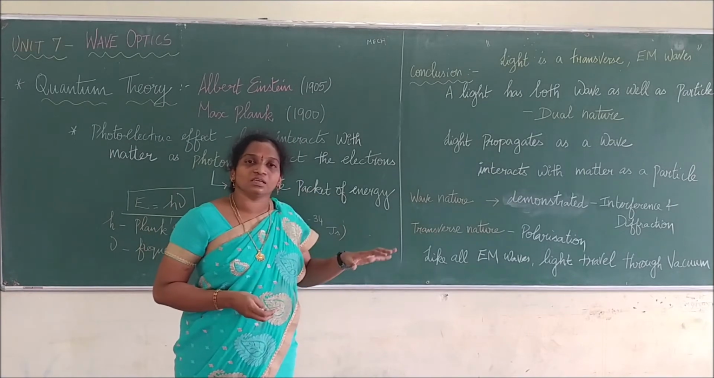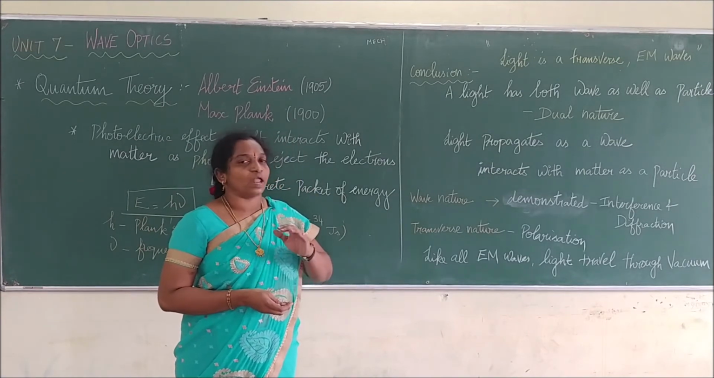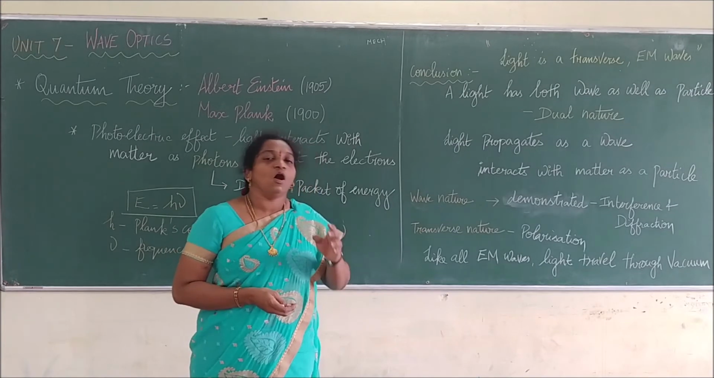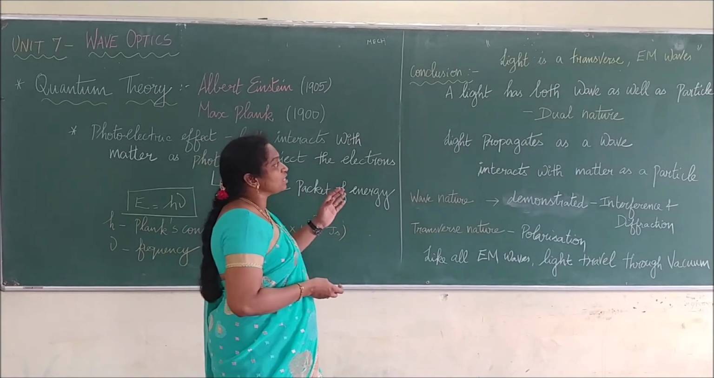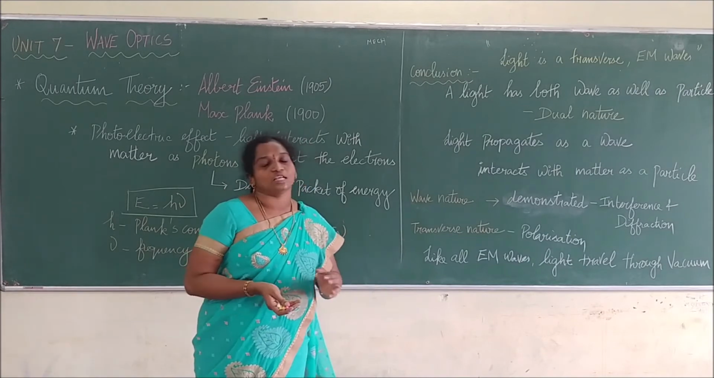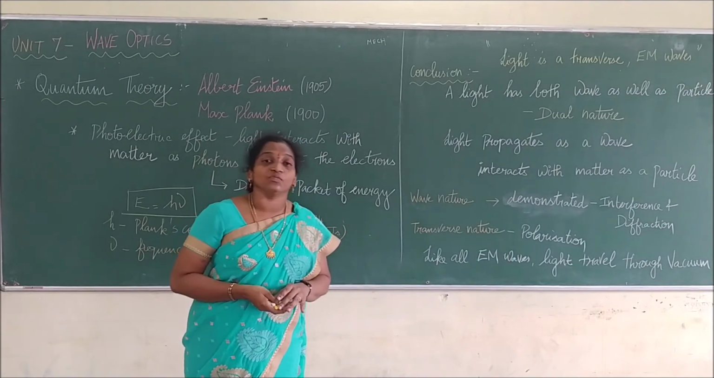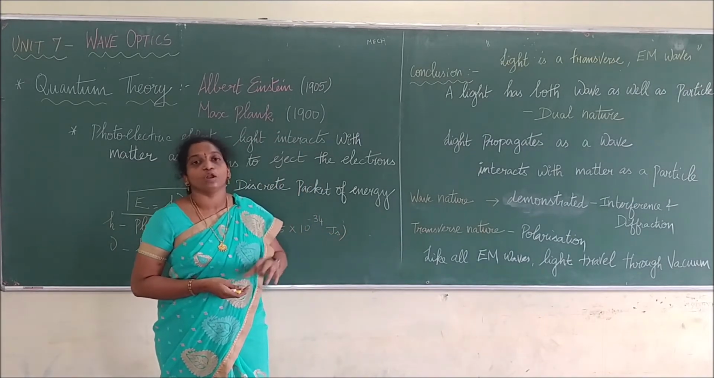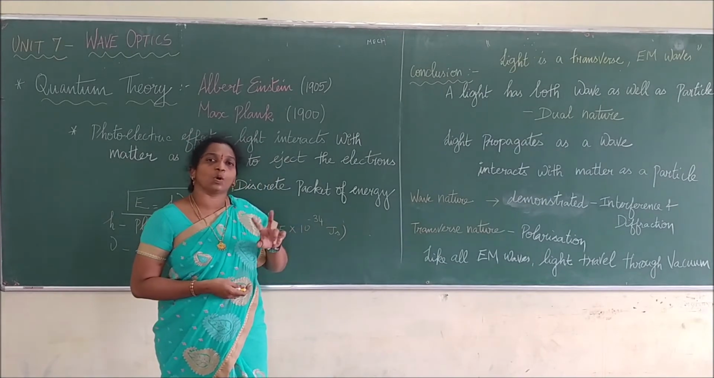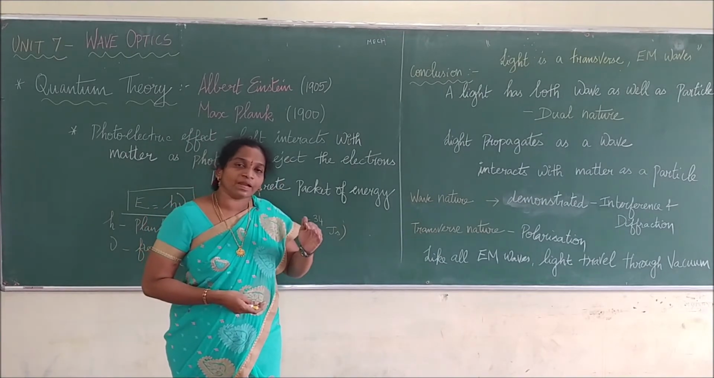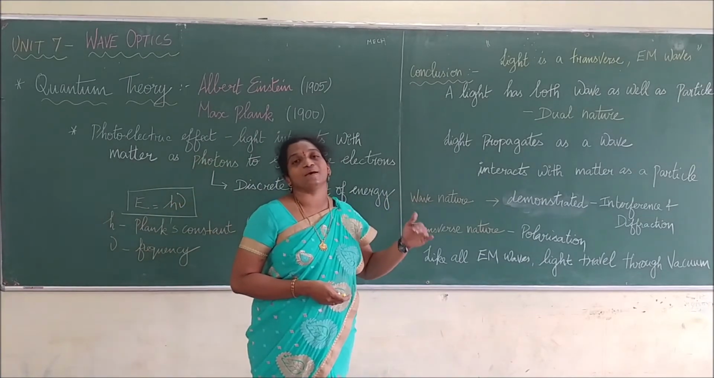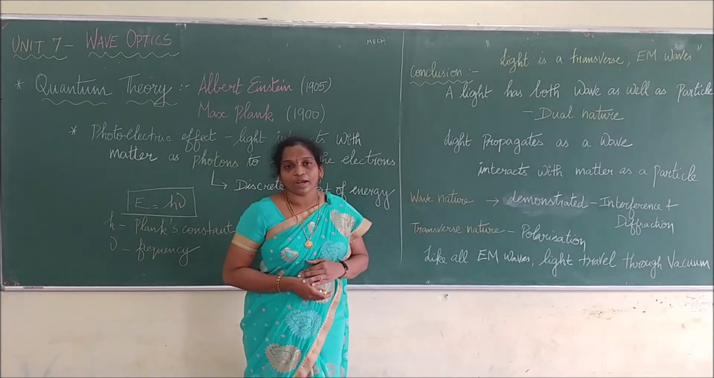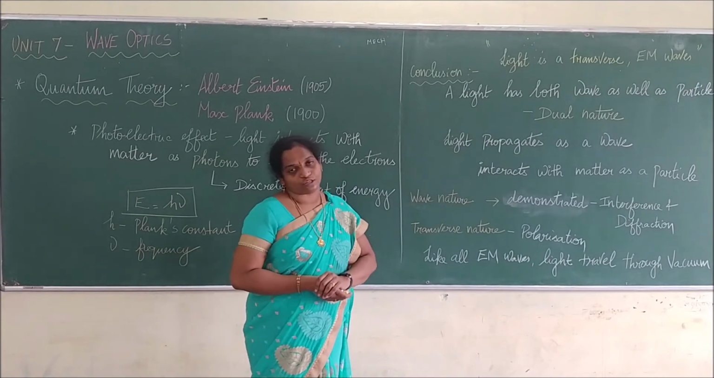From all this theory it has been concluded that light is not only a particle or only a wave. Light has both the wave nature as well as a particle nature. Hence we call this type of nature dual nature. Dual stands for two. In some conditions it will behave as a wave and in some conditions it will behave as a particle, right? So that is called the dual nature of light.